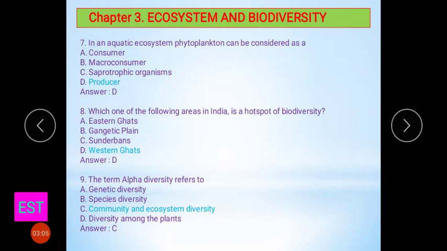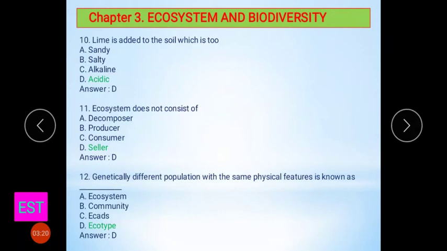Which one of the following areas in India is a hotspot of biodiversity? That is Western Ghats. The term alpha diversity refers to the community and ecosystem diversity. Lime is added to soil which is acidic; to reduce the acidity, we have to add lime, so the pH of the soil is maintained. The ecosystem does not consist of the cellar.